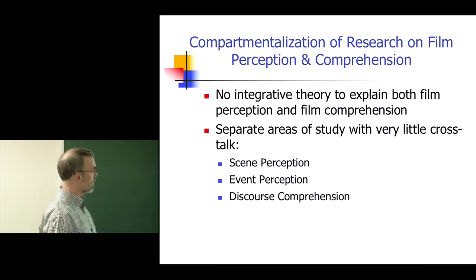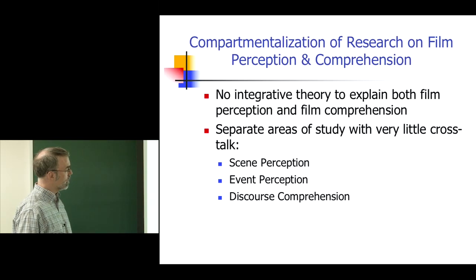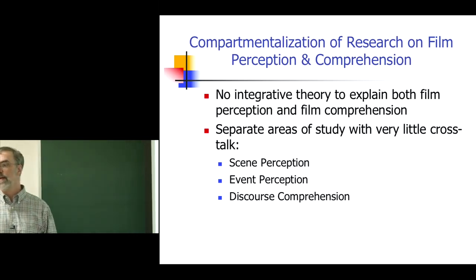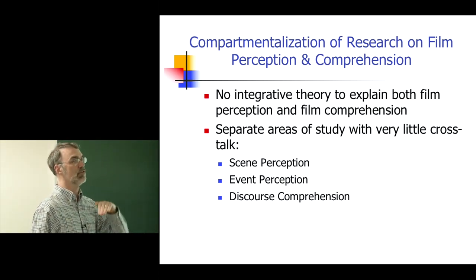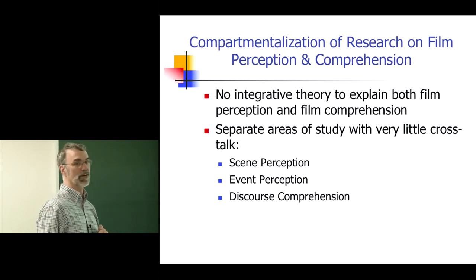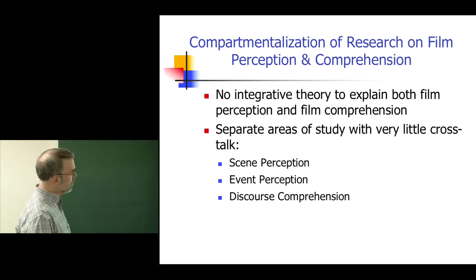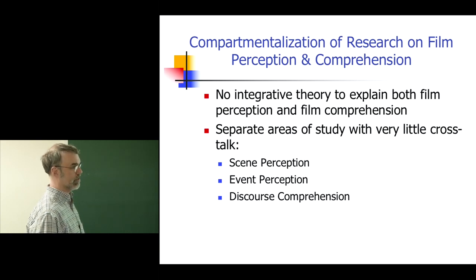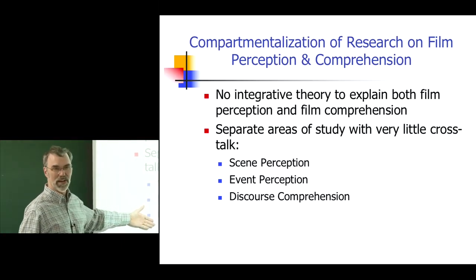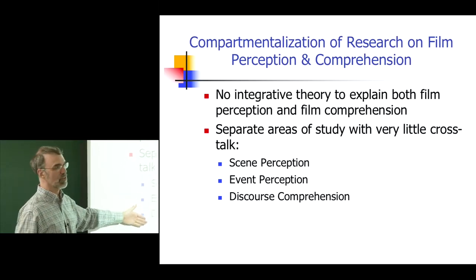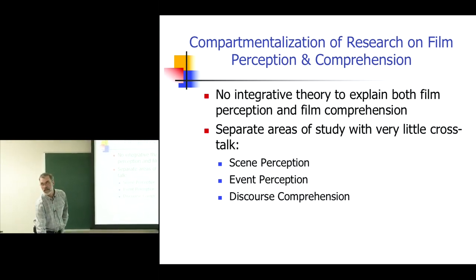And then lastly, discourse comprehension, or text comprehension, or reading comprehension. People have done a lot of research on reading comprehension, and a very small number of people have also taken those ideas and applied them to film. One of the only people to do that is my friend Joe Magliano, who's working with me on this project. But people doing research in these three areas hardly ever talk together. Some of the only people doing that are me, because I'm in scene perception, talking with Joe Magliano, who does discourse comprehension and event perception research. So there's no theory that puts all this together.